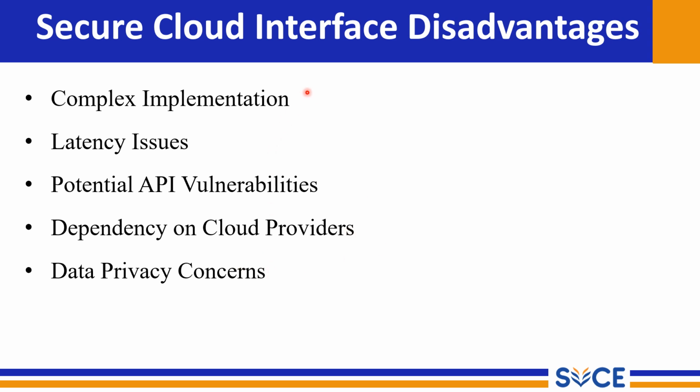So complex implementation means it requires expertise in security protocols, API management, and compliance. And latency issues means the encryption and security checks can sometimes slow down the data exchange. Potential API vulnerabilities: a poorly secured cloud API can be exploited by attackers. Security relies on third-party cloud services, leading to some potential risk. And some organizations may hesitate to store some sensitive data on the cloud. Okay, so this is all about the drawbacks.